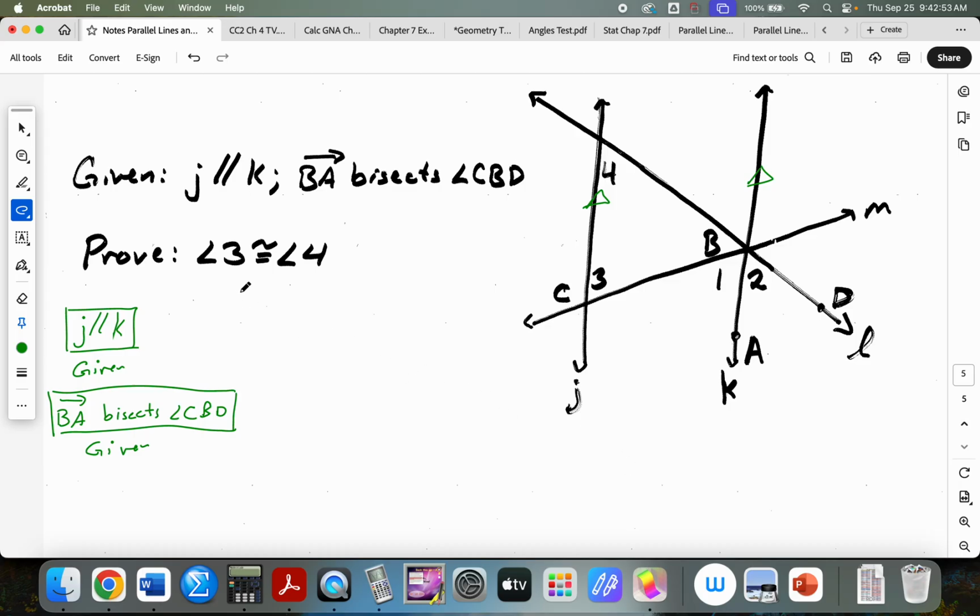I would like to say something about either angle 3 or angle 4 that is true at this point. And I'd like it to be based on one of these two reasons. 1 and 3 are congruent. Okay, I can start with, that's because J is parallel to K. I can start with angle 3 is congruent to angle 1. What's the reason I know that that's true? Yeah, so this is the alternate interior angles theorem.